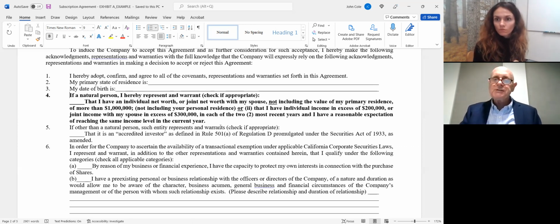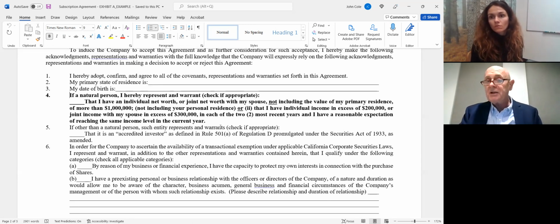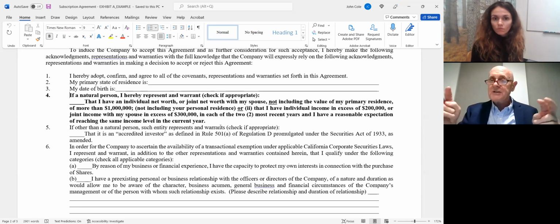In most cases, it's not hard for people to get over $1 million valuation on the value of their assets. But you cannot include your personal residence. They used to allow you that, but they don't anymore. So that's one way you qualify as an accredited investor to write a check into a private company: you're an accredited investor with $1 million net worth.